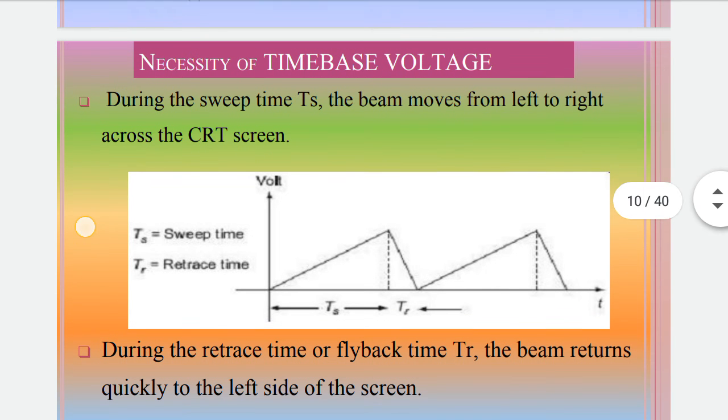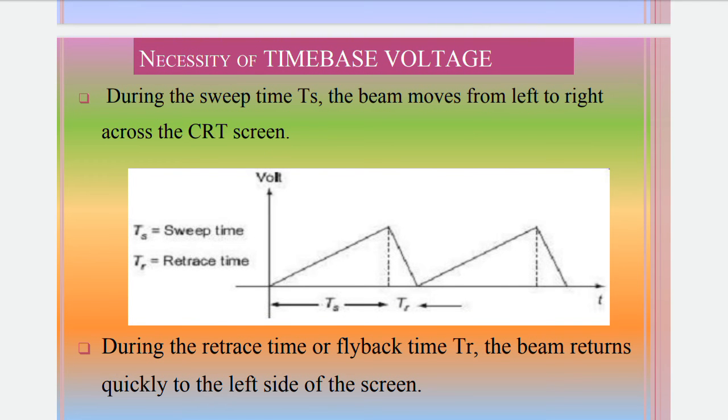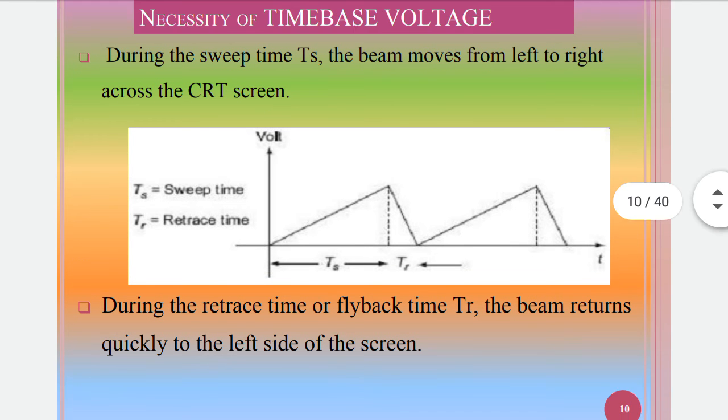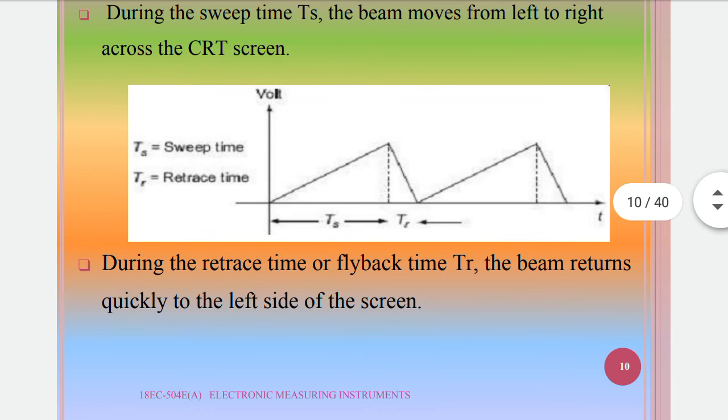So what happens during the sweep time? During the sweep time, the electron beam moves from left to right across the CRT screen. During retrace time, that is flyback time, the electron beam returns quickly to the left side of the screen. That means during the retrace period, the electron beam moves from right to left of the screen.